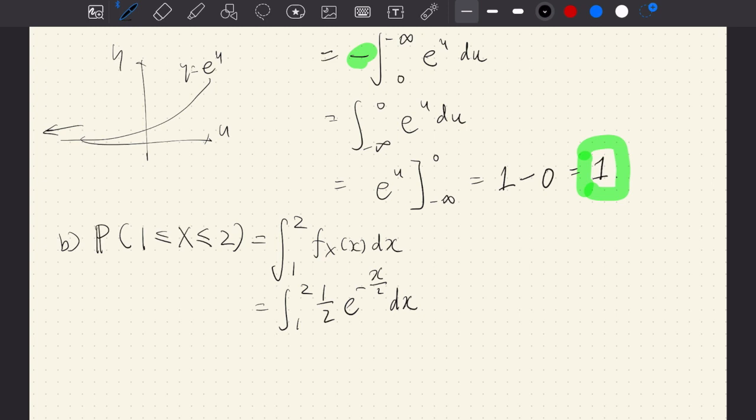So now the rest is just evaluating the definite integral. So you pull out the 1/2 and then, actually, we're doing the same thing as before.